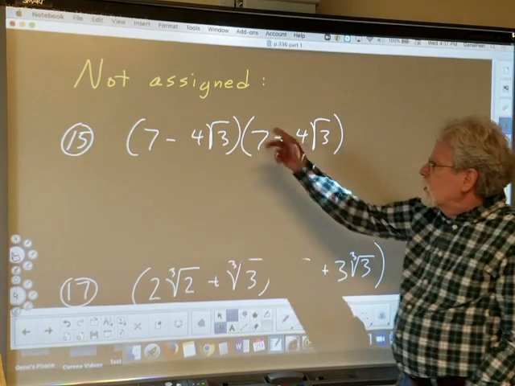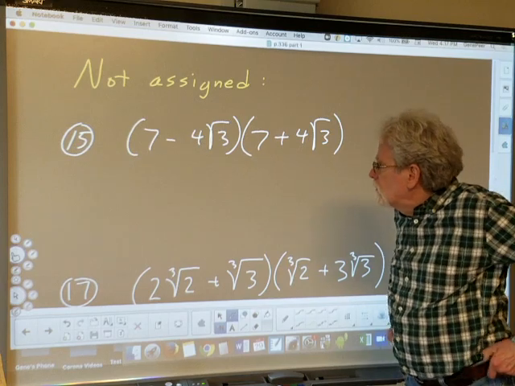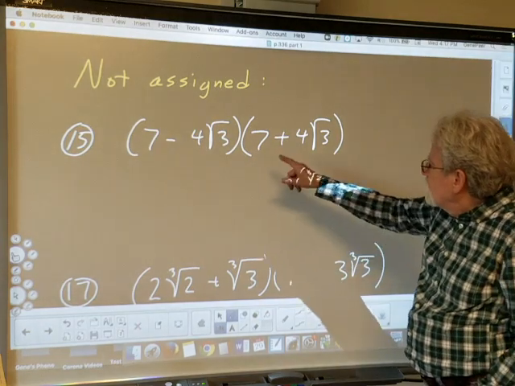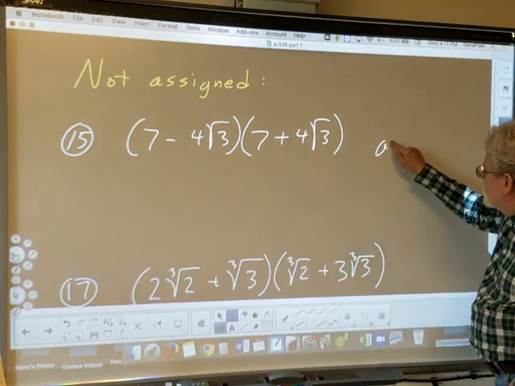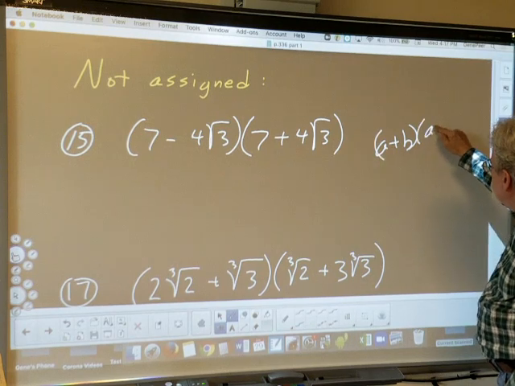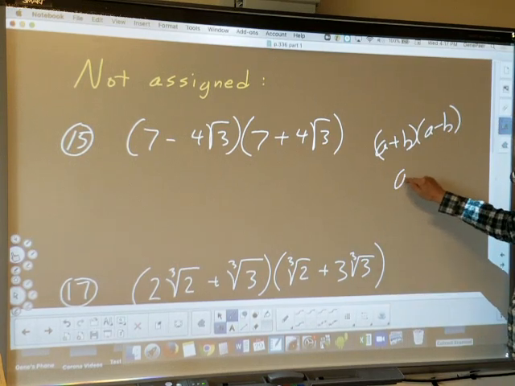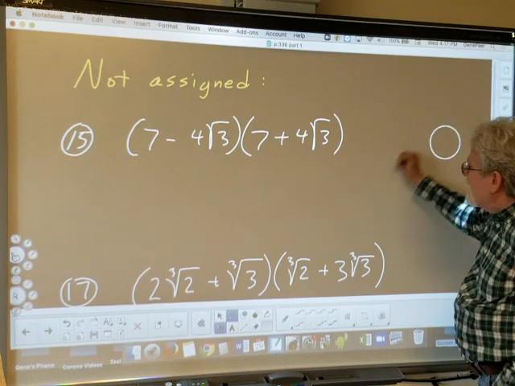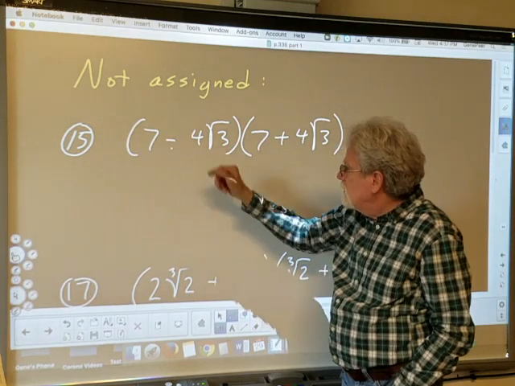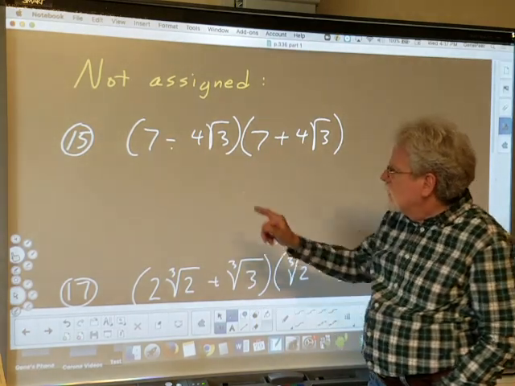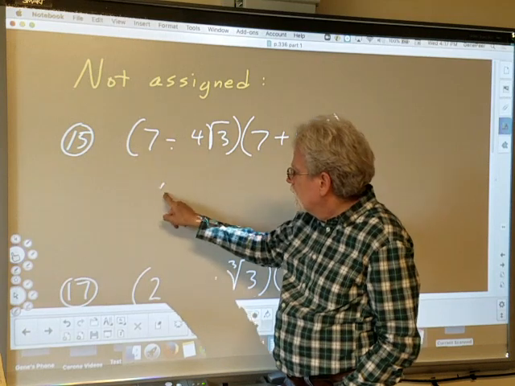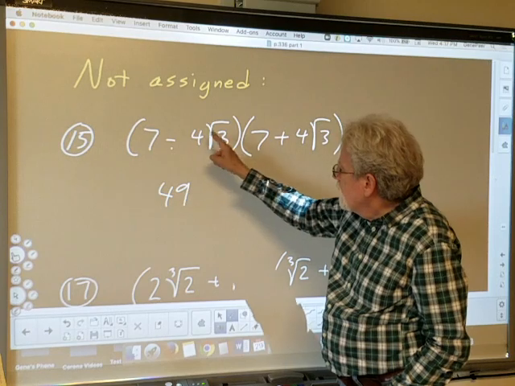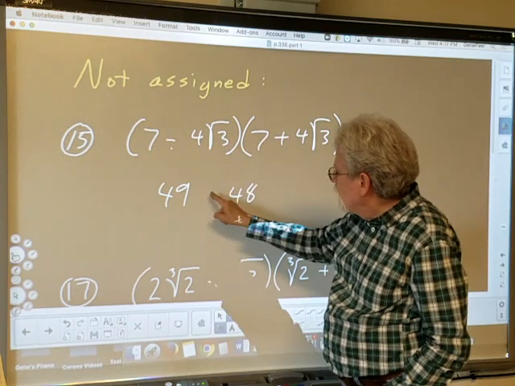First of all, I want to go back to a couple of odd-numbered problems that were not assigned but are extremely important. 7 minus 4 square root of 3 times 7 plus 4 square root of 3. Do you recall how to do a plus b times a minus b? It's a squared minus b squared. Remember that. So, all I have to do is square this guy. That's 49. Square this guy. That's going to be 16 times 3. That's 48. And put a minus in between.